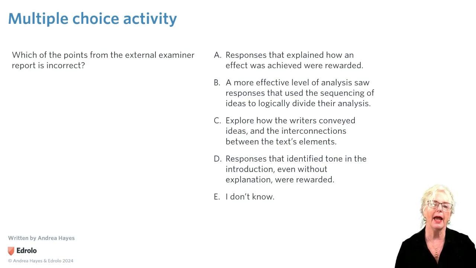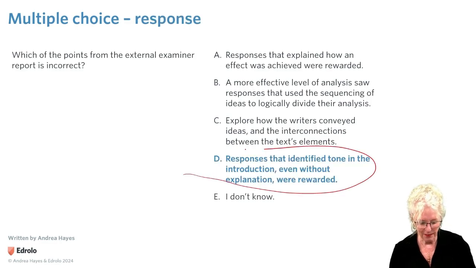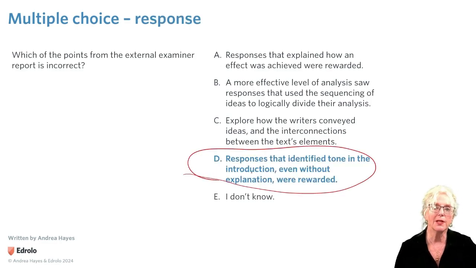Responses that explained how an effect was achieved were rewarded. A more effective level of analysis saw responses that used sequencing of ideas to logically divide their analysis. Explore how the writers conveyed ideas and the interconnections between the text elements. Responses that identified tone in the introduction, even without explanation, were rewarded. And of course, it's this one that's incorrect. Responses that identify tone in the introduction without explanation are not rewarded.